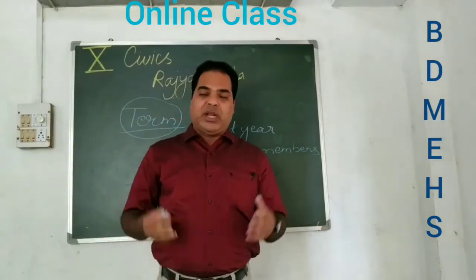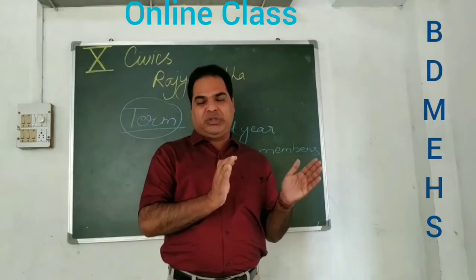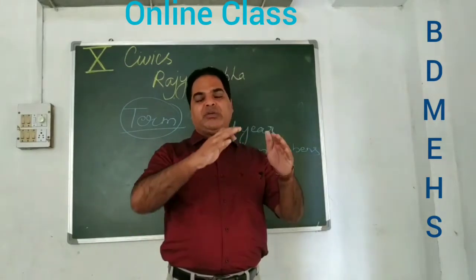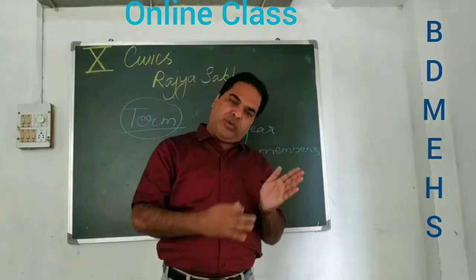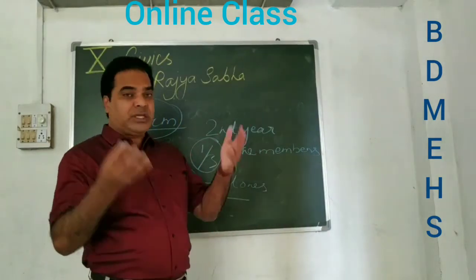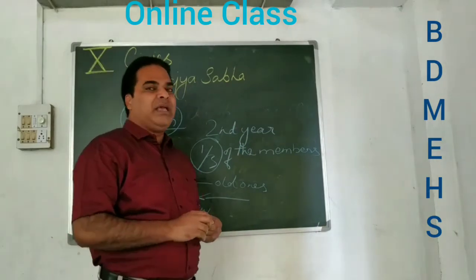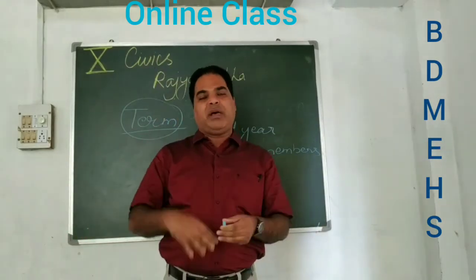That means Rajya Sabha is a mixture of old and new members. That is why it is a continuing house. It is a permanent house. It goes on continuing and continuing. It cannot be dissolved. Lok Sabha can be dissolved before the expiry of the term of 5 years, but Rajya Sabha is a permanent house. Rajya Sabha is the upper house.